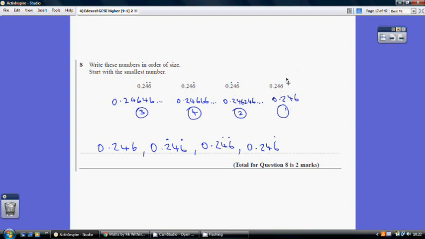So smallest to biggest, this is the smallest one, just being 0.246 on its own. This is the next smallest, as after the 246 we have a 2. Then this one, because after the 246 we have a 4. And then finally this one, because after the 246 we have a 6. So that's the order 1, 2, 3, 4. So just write down 1, then 2, then 3, then 4.